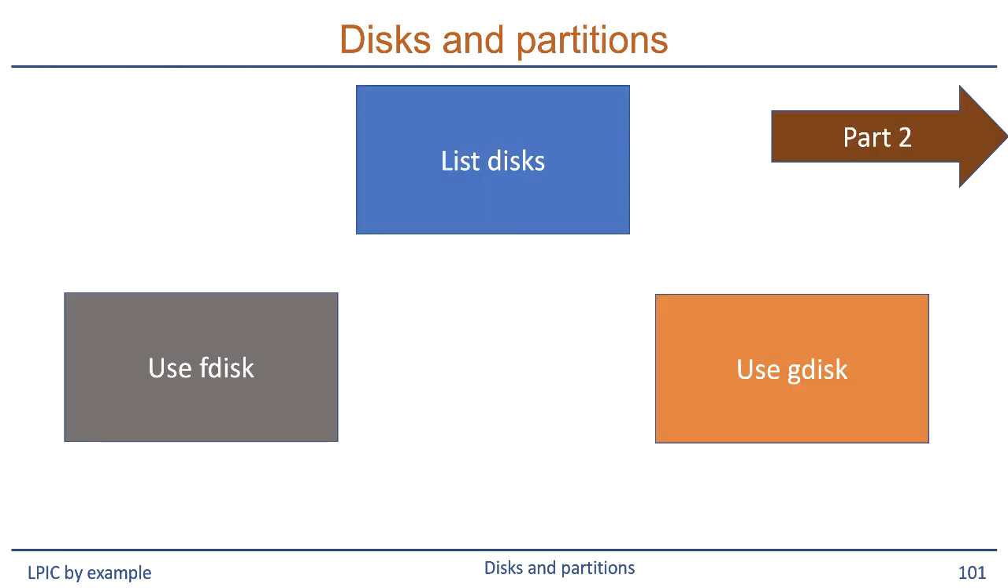So in summary, we had a look at devices, disk devices in Linux, how to list them. We also had a look at how to create partition tables using two commands, fdisk and gdisk. I hope to see you in the next part, in which we will have a look at one more command that has to do with partitions, and then we'll go into creating file systems.